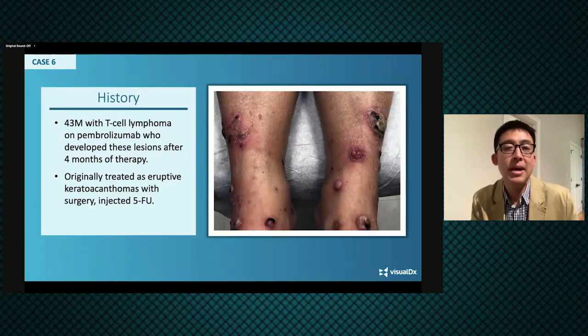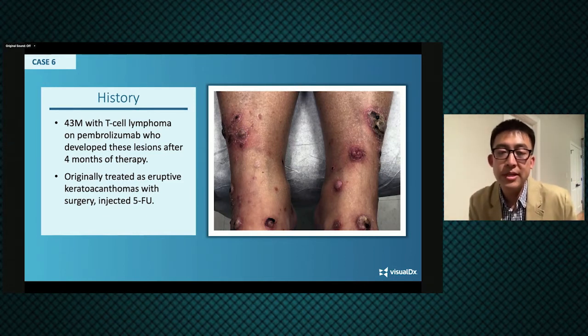Instead, this patient had a T-cell lymphoma on pembrolizumab and developed these lesions after 4 months of therapy. So this was originally treated as eruptive keratoacanthomas. They were cut out. Some of them were injected with 5-FU.